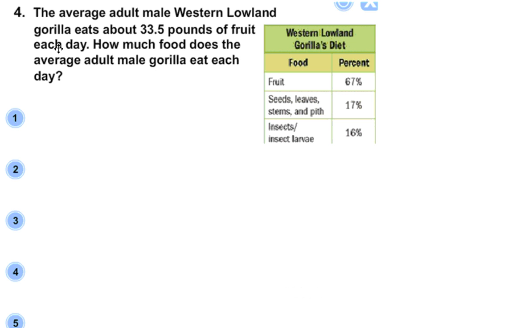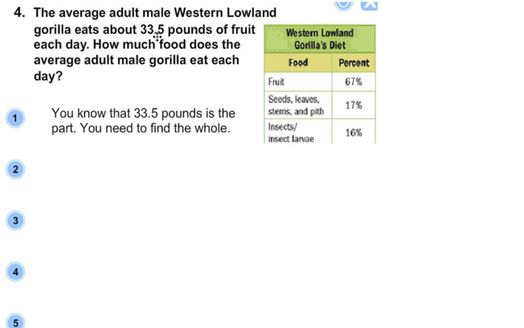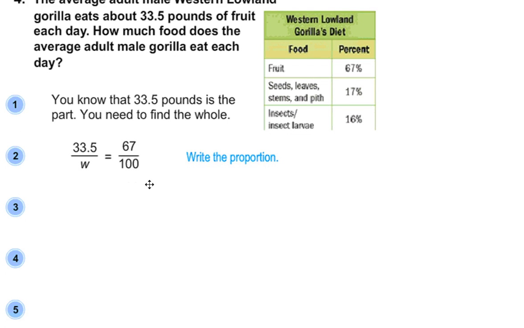Example number 4, this is our last example. The average adult male Western Lowland gorilla eats about 33.5 pounds of fruit each day. How much food does the average adult male gorilla eat each day? If we're looking at this, we know that 33.5 pounds is the part of everything that he eats in the day. We need to find the whole amount of food that he eats in the day. So we know that 33.5 is our part, W is our whole, and we looked at our table here and we know that our fruit is 67%. So it's 67 out of 100.